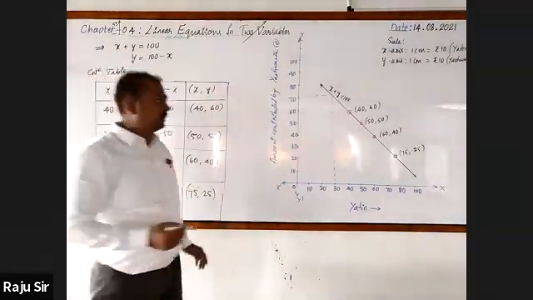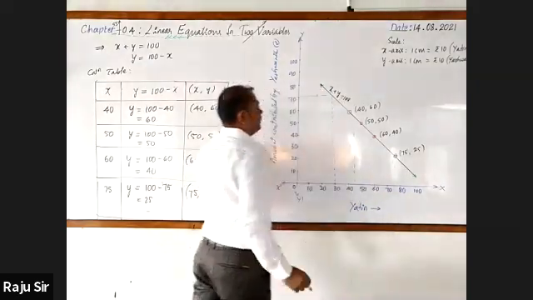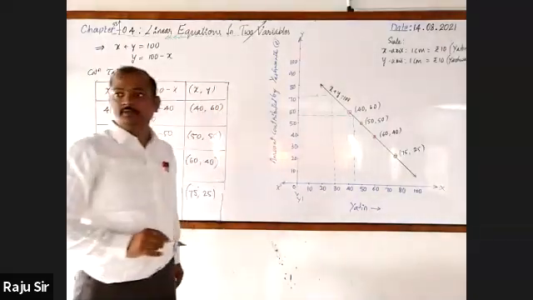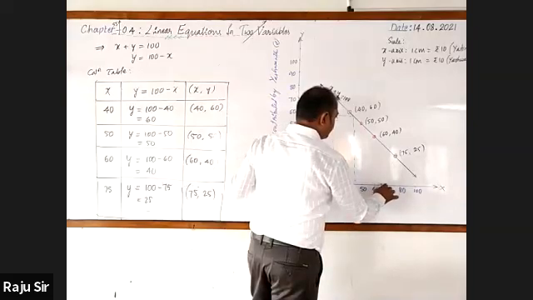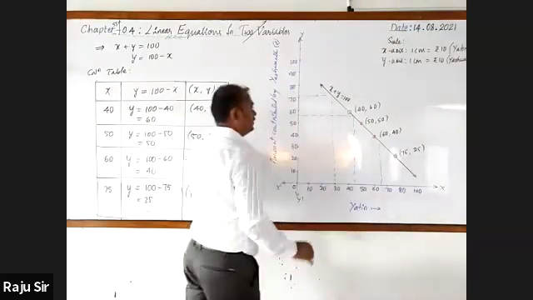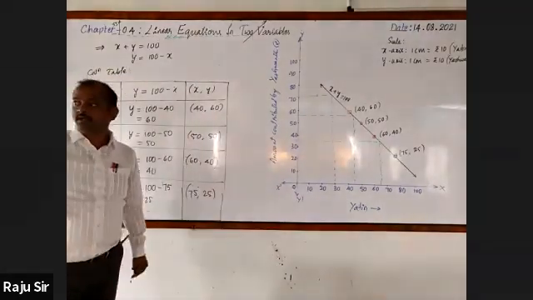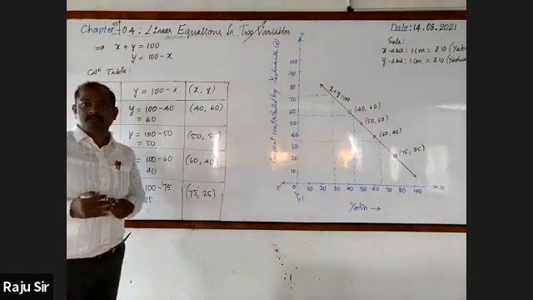If he has contributed 45 rupees, let us check it. Yes, 55. Contributed amount is 65, then 35. Correct amount, 35. This is the find-out problem in the examination, if they ask.